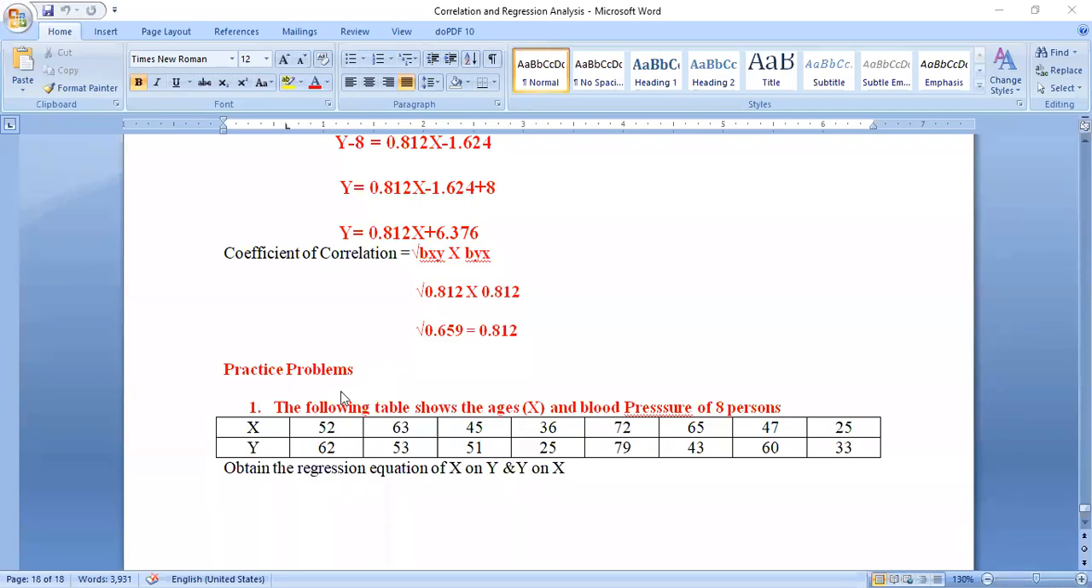Practice problem. The following table shows the ages x and blood pressure of 8 persons. Obtain the regression equation of x on y and y on x. The same process, the same procedure you have to apply. There is no change in the process. Please make a note of it.